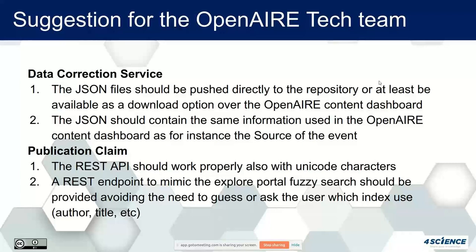About publication claim, I am the right person to have done this test, because with my last name that is so particular, I found that the REST API doesn't work properly with all Unicode characters. So I didn't find my publications. And another improvement could be a REST endpoint to use and explore the portal with all the fuzzy search that is available on the web portal that we are used to query, avoiding the need to guess or ask the user, as repository managers, to use the index of the authors or of the title. But this you can see in the demo slides that we are going to see now.